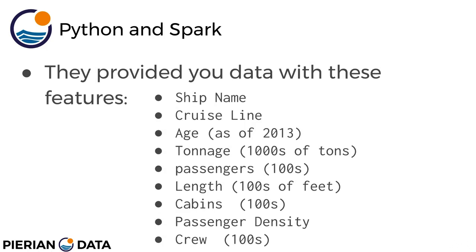They provided you data with these features: the ship's name, the name of the cruise line, the age of the ship, the tonnage of the ship, the number of passengers the ship can hold, the length of the ship, the number of cabins on the ship, the passenger density that the ship can hold, and then the number of crew members needed for that ship.